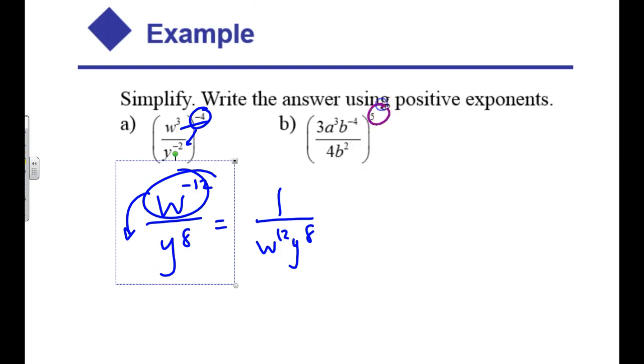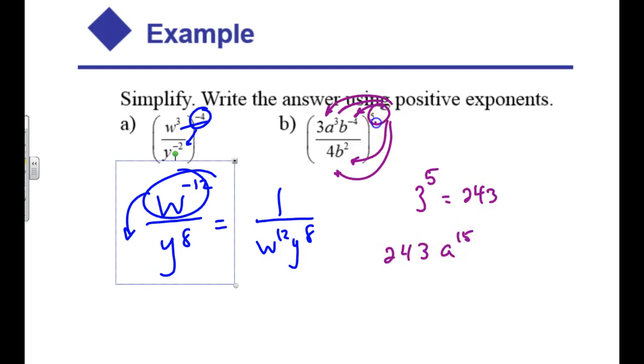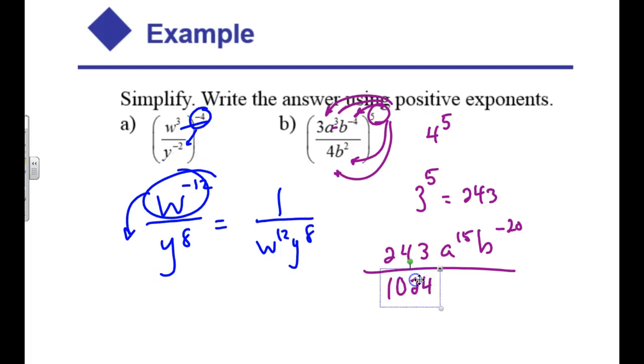The next one, I'm going to distribute this 5 to every term, numerator and denominator. 3 to the 5th, you could punch that in and get a number if you'd like. I think that's around 243. So I have an answer of 243 a to the 15th, that's the 5 times the 3, b to the negative 20 over 4 to the 5th. Wow, these are big numbers. Again, that's that 1024. I think we talked about that earlier. B to the, and then 2 times 5 is 10.